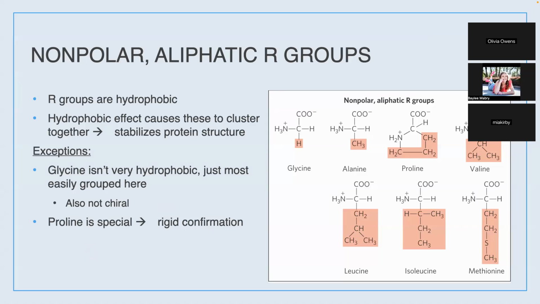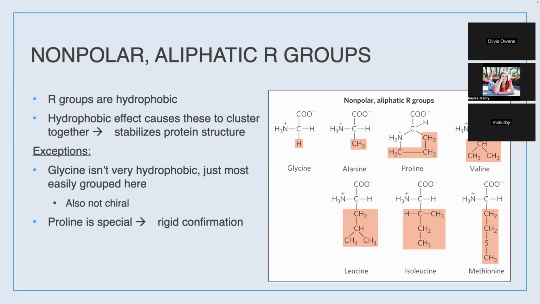Some exceptions: glycine really isn't that hydrophobic. Its R group is hydrogen, which by itself would be hydrophobic. But as an entire molecule, you've still got this carboxyl group and this amine group. There's just really not anywhere else to put glycine. So if you're ranking them in terms of hydrophobicity, glycine is going to be at the bottom of the list. It's not very hydrophobic, but we can't really call it super polar either.